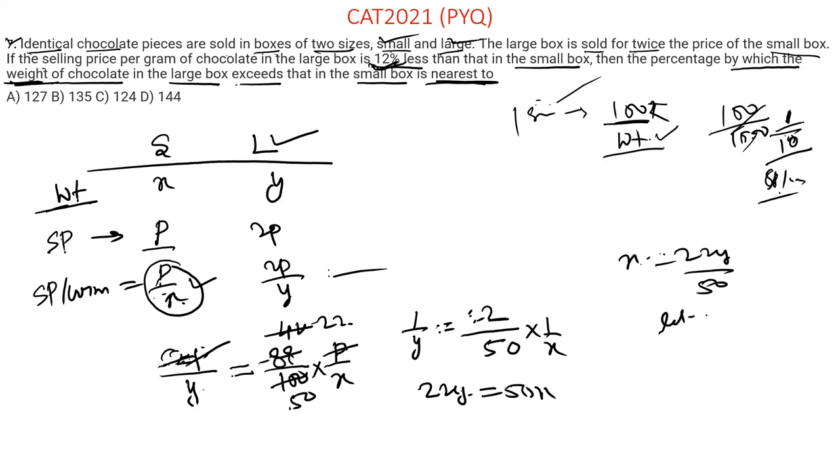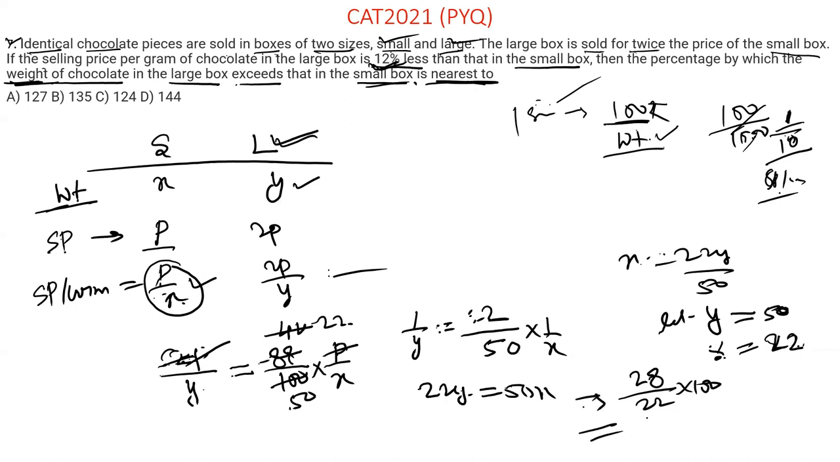So let's assume that the weight of the large box of ice cream is 50 and the small box would be 22. And we have to find the percentage by which the weight of chocolate in the large box, that is 50, exceeds the small box. So how much does it exceed, that is 28 by 22 into 100.